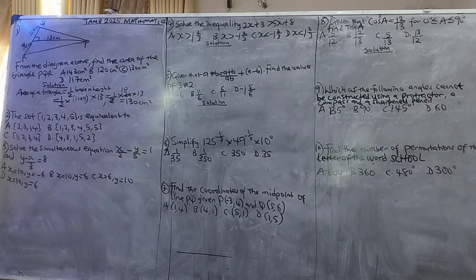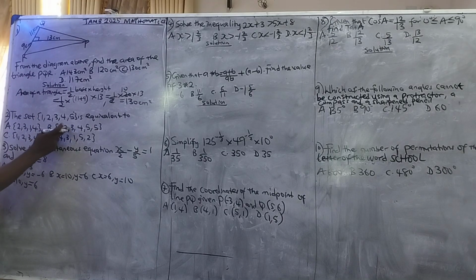Option C. Then we have number 2 here. The set 1, 2, 3, 4, 5 is equivalent to, one thing about a set is that it doesn't allow duplicates. So it doesn't allow duplicates. Only one unique number is represented. So we have 2, 3, 1, 4. 4 is not here. This cannot be the answer.